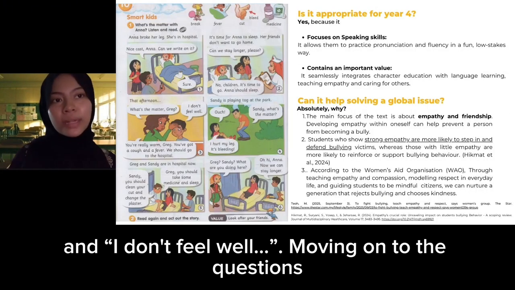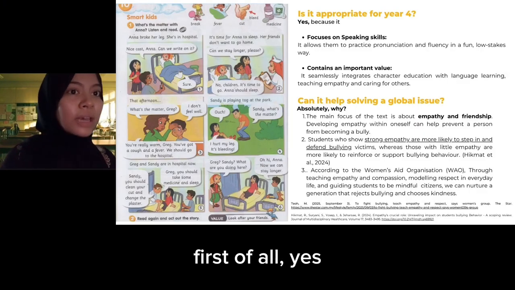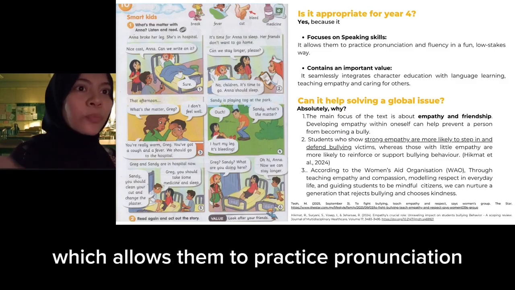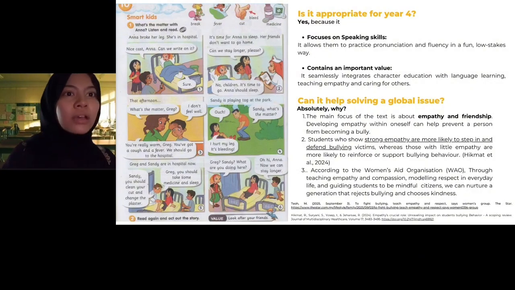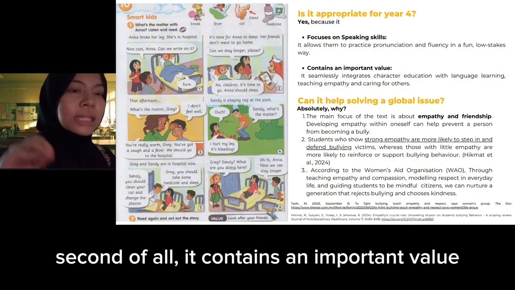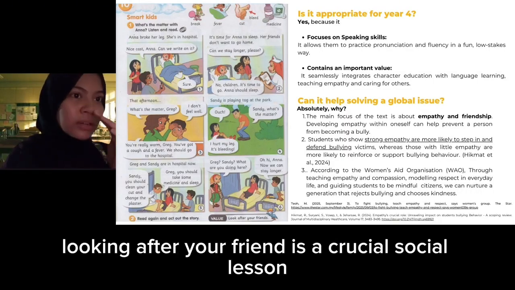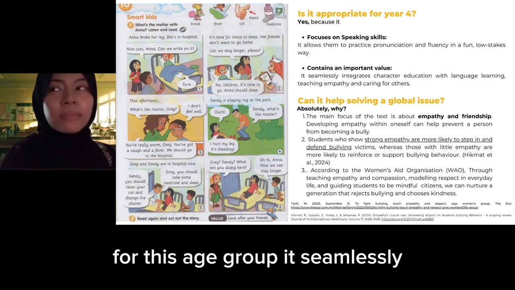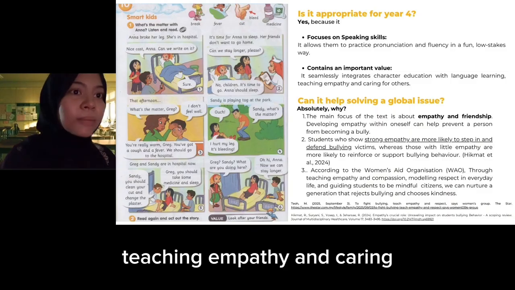Moving on to the questions, is it appropriate for year 4? First of all, yes, because it focuses on speaking skills, which allows them to practice pronunciation and fluency in a fun, low-stake way. Second of all, it contains an important value. The value is looking after your friends. It's a crucial social lesson for this age group. It seamlessly integrates character education with language learning, teaching empathy and caring.